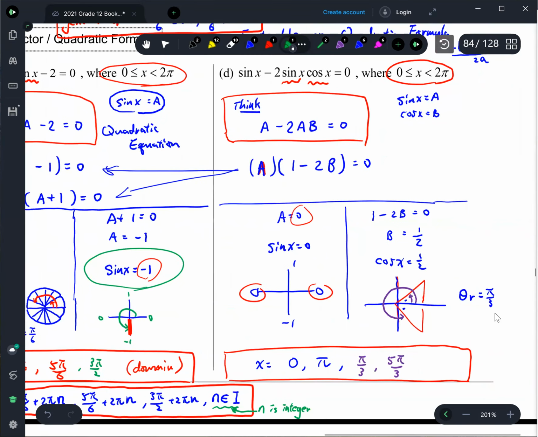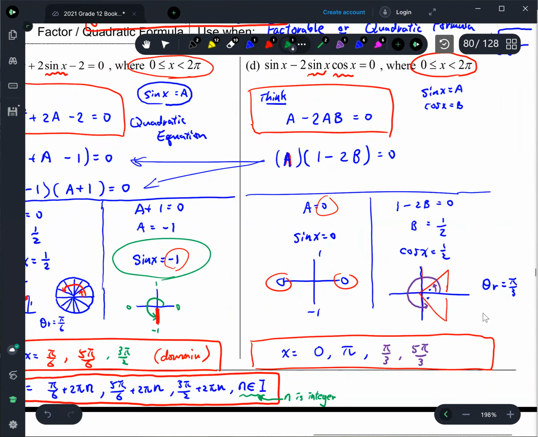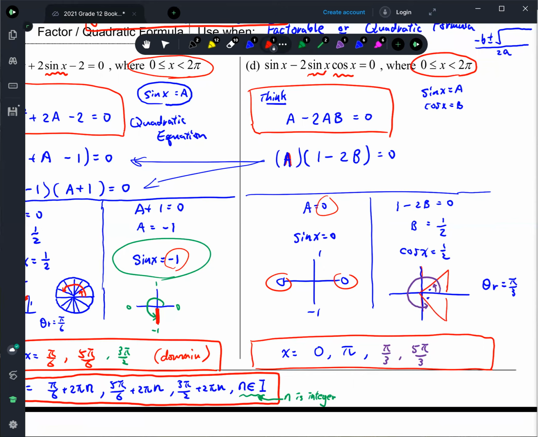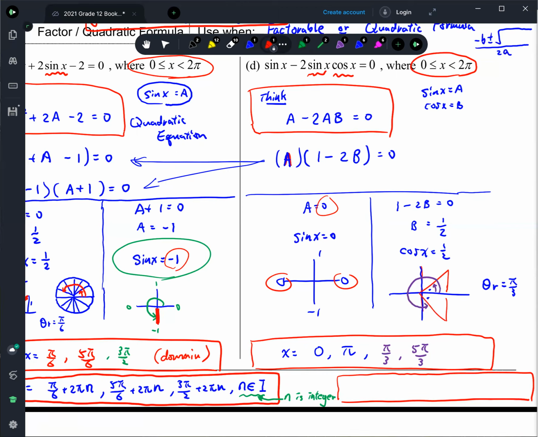Susan? How many general solutions do you think we need for question D? 3. Why 3? 4. Why 4? Because you can add 2 pi n to all of them.